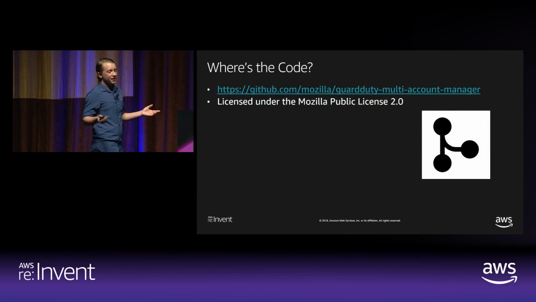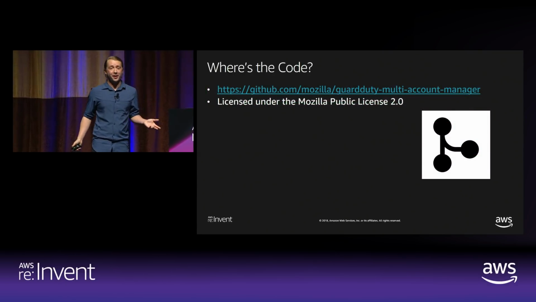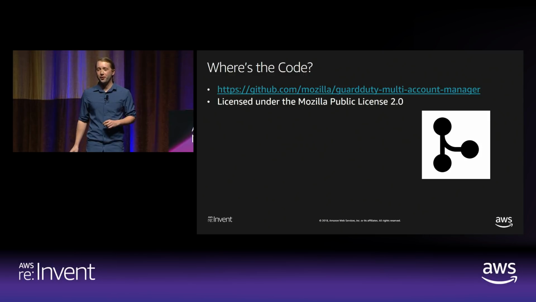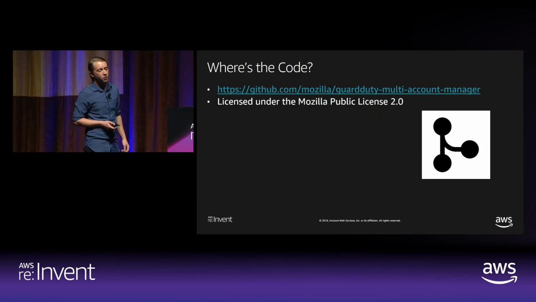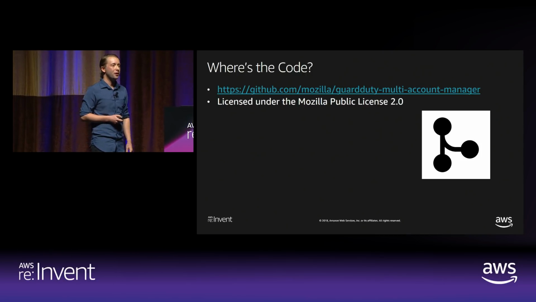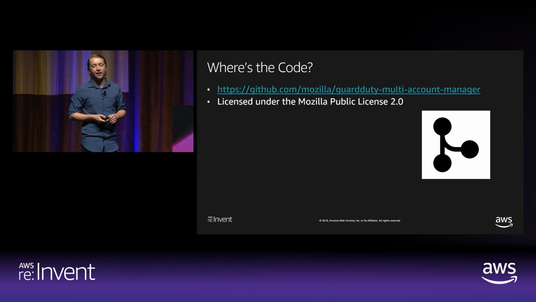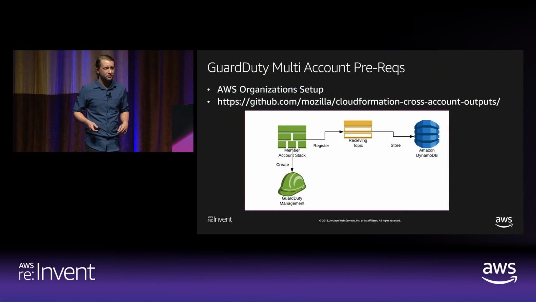So without burying the lead here, here's where the code is. And it's been available on GitHub since about 2 weeks before re:Invent. It's in github.com/mozilla. It's licensed under the Mozilla Public License. You can pull this off the shelf, and you can use it today, provided that you have some of the same components that we have.